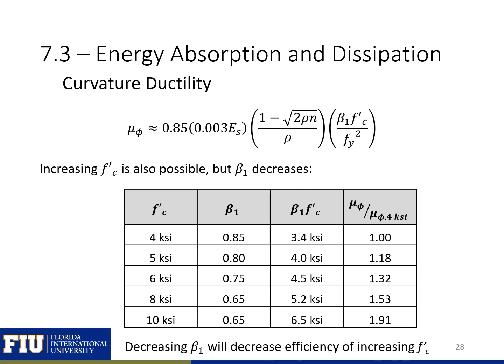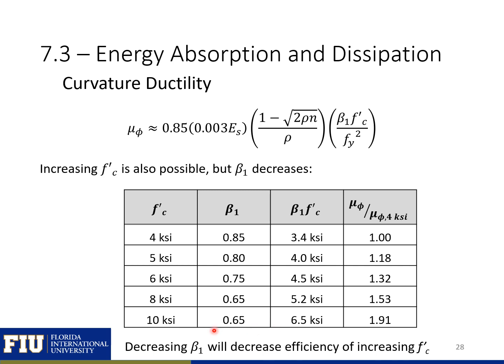On this slide, we look at the benefits that we can get from increasing our F prime C. Here, we're normalizing all of our curvature ductilities by the curvature ductility of a concrete compressive strength of 4 KSI. So as we increase our compressive strength, note that our beta 1 decreases. So our beta 1 times F prime C is going to increase, but not at the same rate as F prime C because of our decreasing beta 1.